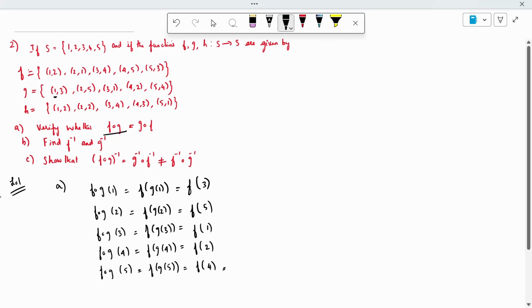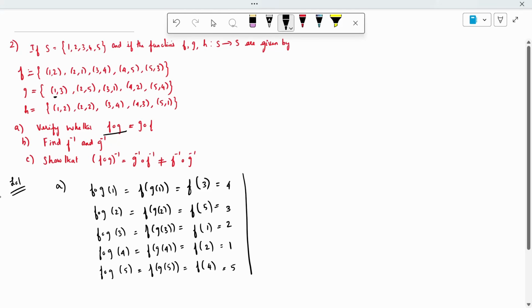Now correspondingly we write it: F of 3 is nothing but mapped to 4, 4 is the answer. F5 is 3. F1 is 2. F2 is 1. F4 is 5. So completed. So this is F composition G.